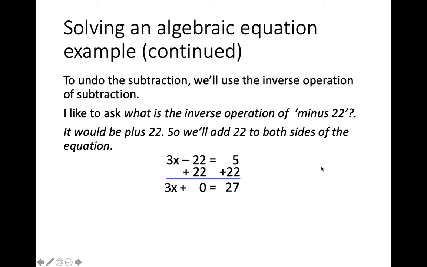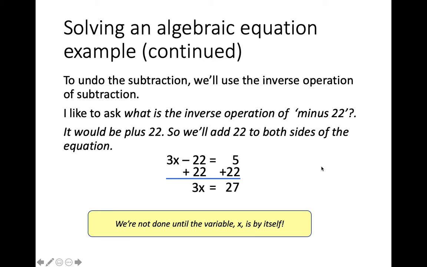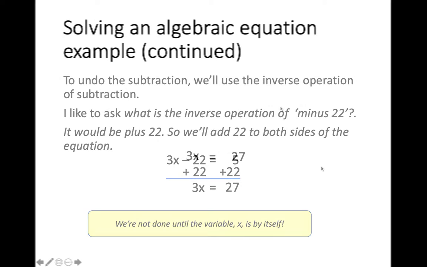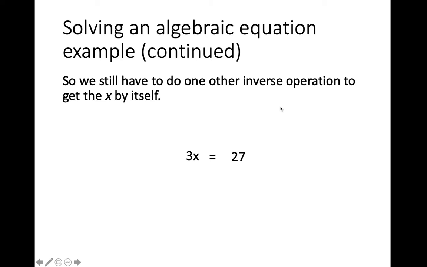So 3x comes down because nothing's being added to that. The negative 22 and the positive 22 are added to equal 0. And the 5 and the 22 are added to make 27. Now we know that the 0 is optional. I like to show it initially just to show what just happened, that we eliminated the 22. But when we're done, we're going to get 3x equals 27. So we're not done yet, though, because we still have the 3, and we need to get x by itself. So we still have to do one more inverse operation to get the x by itself.